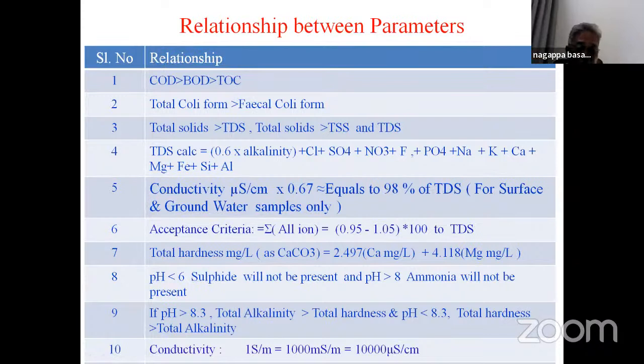Conductivity, you have to report as microsiemens per centimeter only. Some people report in millisiemens, in a different way. But as per the direction, we have to report in microsiemens per centimeter.